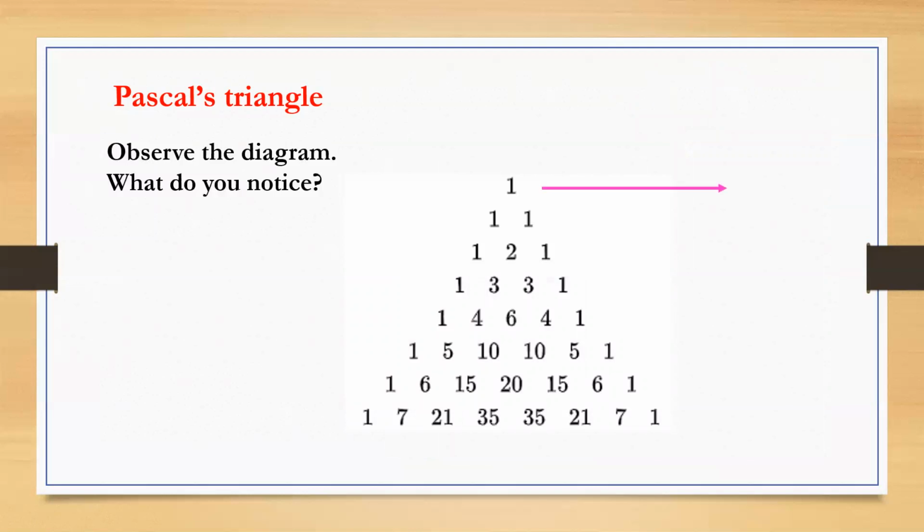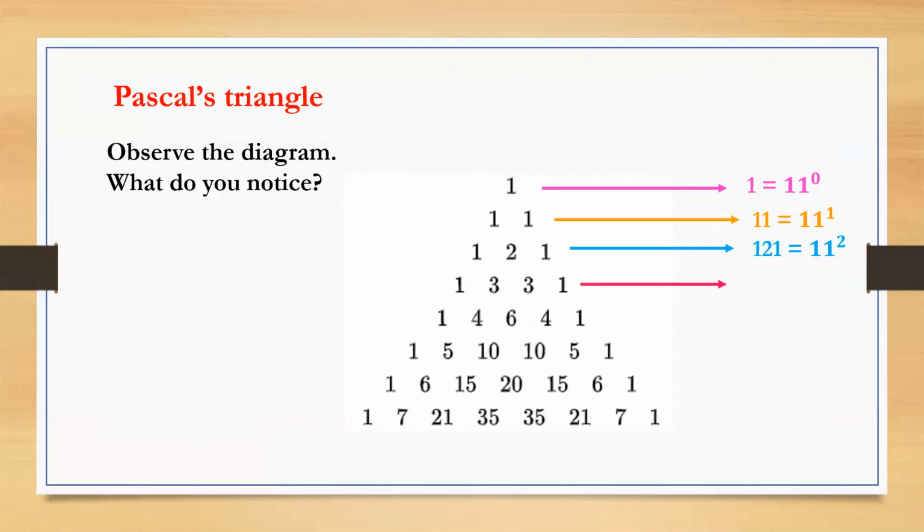Now, consider the first row, we have number 1. Second row, we have 1, 1. Third row, 1, 2, 1, and so on. Now, the first row, we have number 1, which is also 11 to the power 0. The second row, we have 1, 1. That is 11, which is 11 to the power of 1. The third row, we have the numbers 1, 2, 1, which is also 121, and it is equal to 11 to the power of 2.